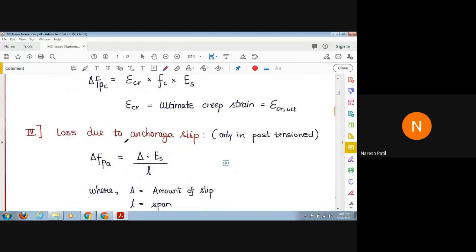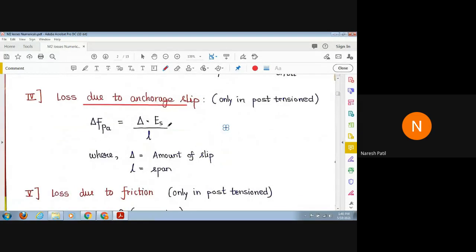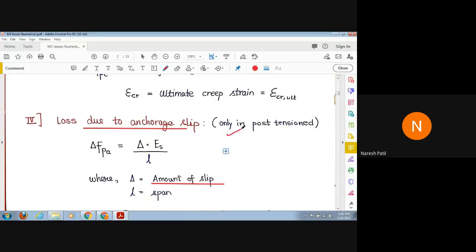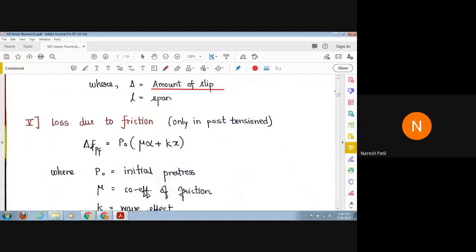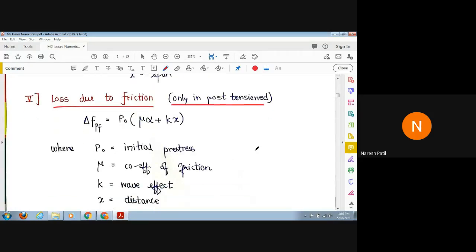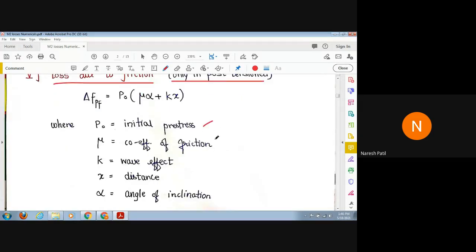Then we have loss due to anchorage slip. So this is the equation for anchorage slip, and the amount of slip should be given in the problem. And this is for post-tension beam only. Okay. Then we have loss due to friction. This will also be in post-tension beam. Okay. So that is like P naught into bracket of mu alpha plus K into X. So these things will be given in the question.